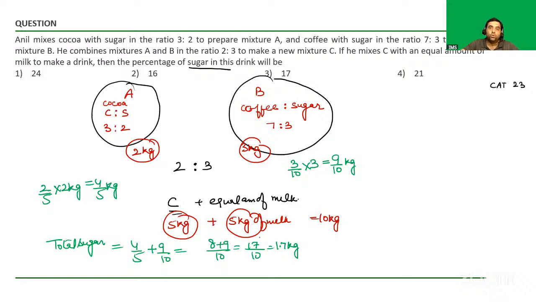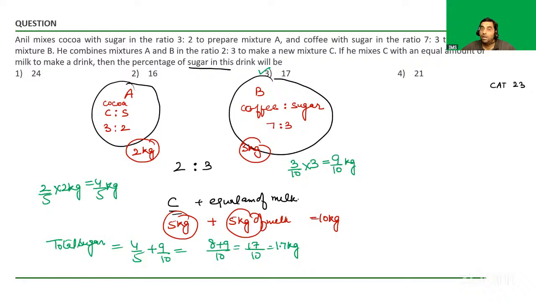So I got to know the total quantity of sugar is going to be 1.7 kg, and the total weight of the mixture or the drink is going to be 10 kg. So I'm supposed to calculate the percentage. Obviously, it's going to be 1.7 upon 10 into 100, which comes out to be 17%, the answer, which is option number 3.